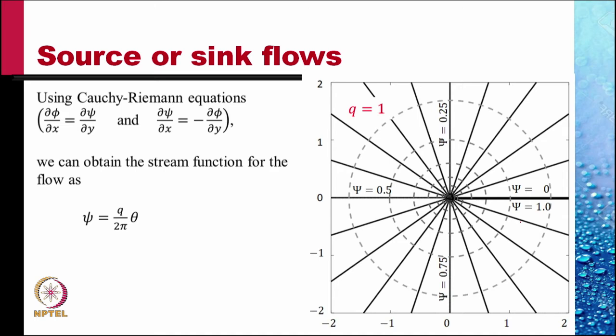This line here is for psi is equal to 0. We go around, we reach here. This is for psi is equal to 0.25. And we come back, we give the whole circle. We have this line which represents psi is equal to 0 as well as psi is equal to 1.0. These are the streamlines for a source flow. Velocity outwards for a source and the velocity inwards for a sink when the value of q would be minus 1.